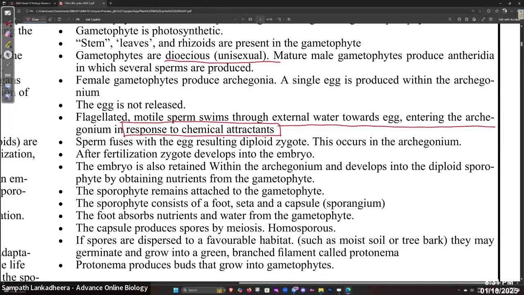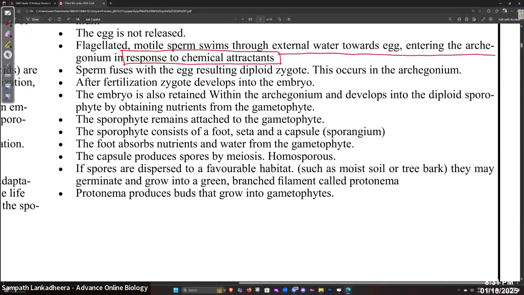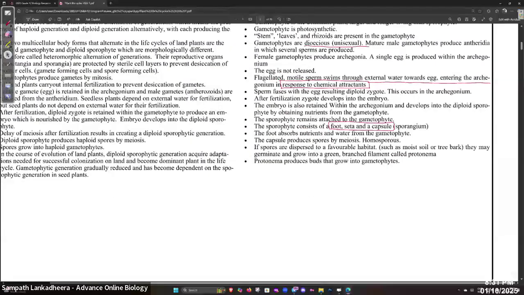After fertilization, the zygote develops into an embryo. The embryo is also retained within the archegonium and develops into a diploid sporophyte by obtaining nutrients from the gametophyte. The sporophyte remains attached to the gametophyte. The sporophyte contains a foot, seta, and the capsule. I didn't label that in the diagram, the foot, seta, and the capsule.